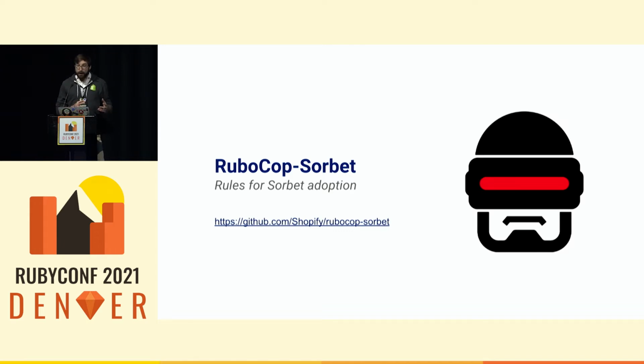That means that when you have a code base and you have to make a few changes to make it Sorbet compatible, for example changing the const_get that you might be using, you can use RuboCop Sorbet to automate this change and, thanks to the autocorrect, go faster in your adoption of Sorbet and also keep your code base compatible with Sorbet.